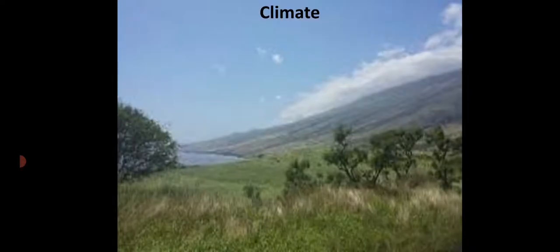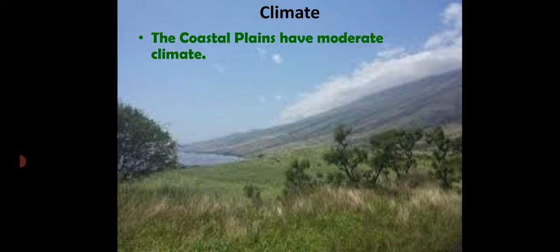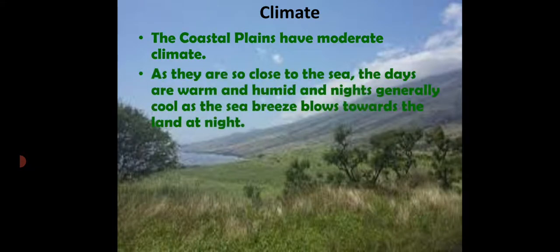Let's talk about the climate of the coastal plains. The coastal plains have a moderate climate. As they are close to the sea, the days are warm and humid and the nights are generally cool, as the sea breeze blows towards the land at night.